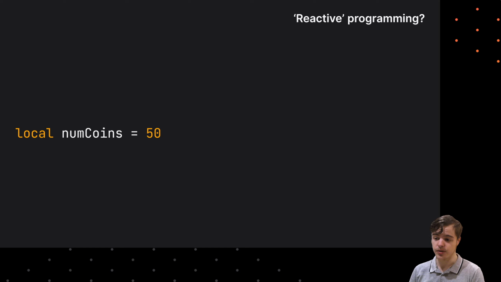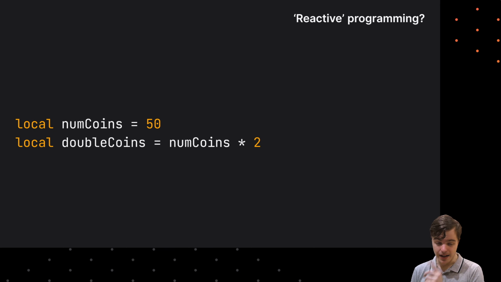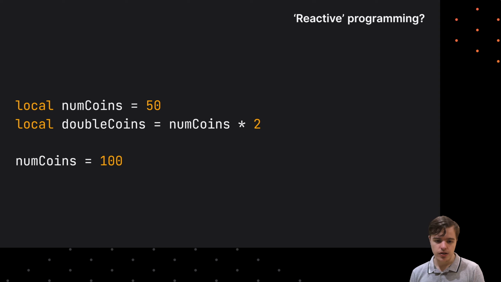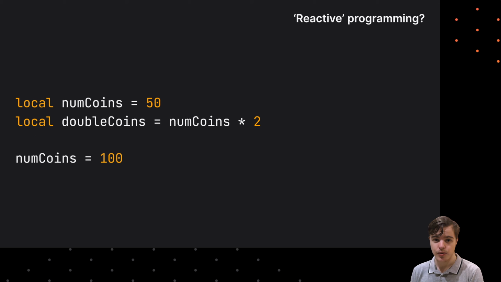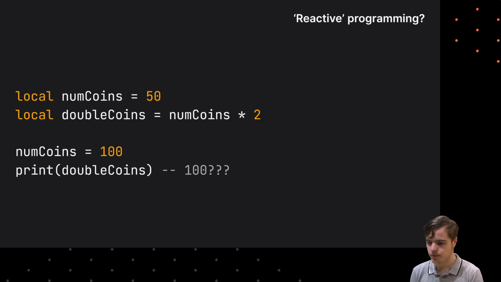So here we have a variable, numCoins, which we have set to 50. So this is pretty standard stuff. How would we now define a variable which is double numCoins? Well, you might try this. And, well, this would work. Or at least, this would work once. You see, if numCoins was to change in the future, double coins wouldn't change along with it, which leads to a rather strange inconsistency. Now, in this example, it's pretty easy to spot and fix, but in larger code bases, this sort of thing can end up happening all of the time in very subtle ways.